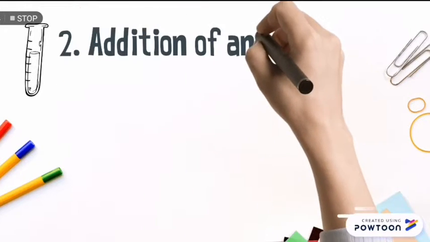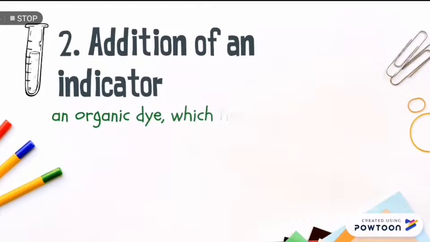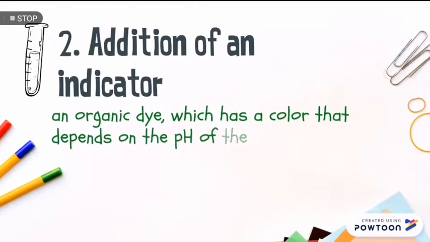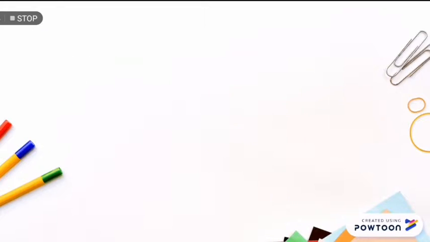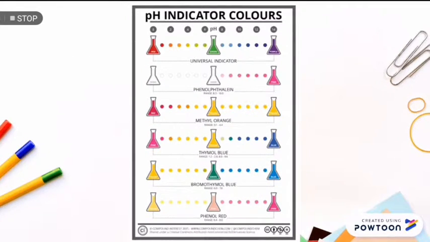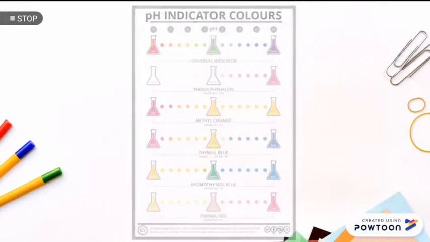Second is the addition of an indicator. An indicator is an organic dye, which is a color that depends on the pH of the solution. It is called an indicator because it indicates the acidity or basicity of the solution. Some indicators include universal indicator and litmus. However, there are other indicators which are preferred in titrations. We have phenolphthalein indicator and methyl orange indicator.